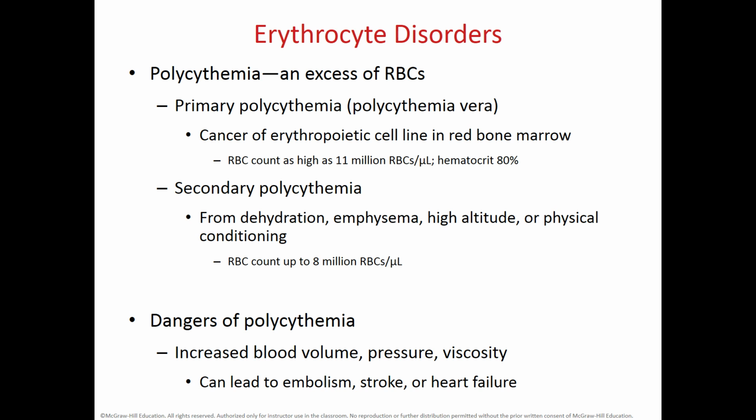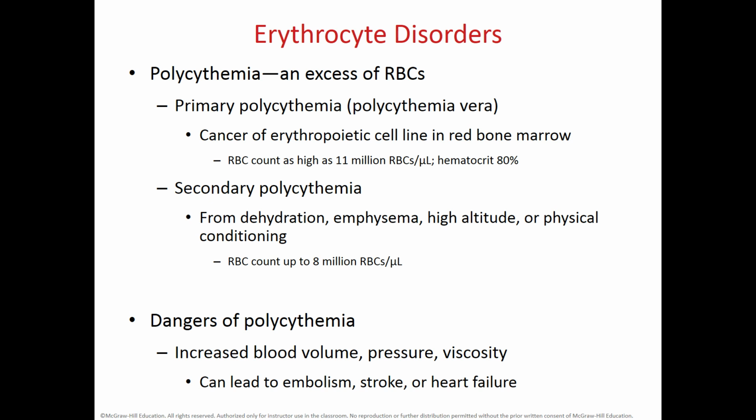Think about the density of this person's blood. It's going to be very viscous, isn't it? Now, secondary polycythemia will happen when someone has dehydration. So if you lose fluid within your plasma, within your blood, you have more viscous blood. Also, when someone has emphysema, when someone is at high altitude or doing physical conditioning, having exercise, or even if they inject EPO.